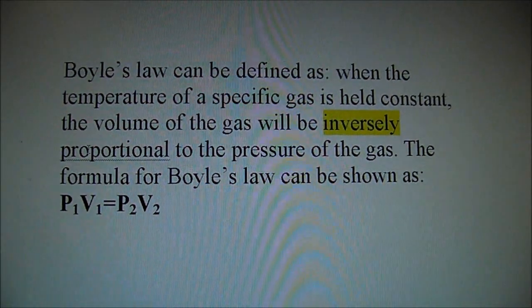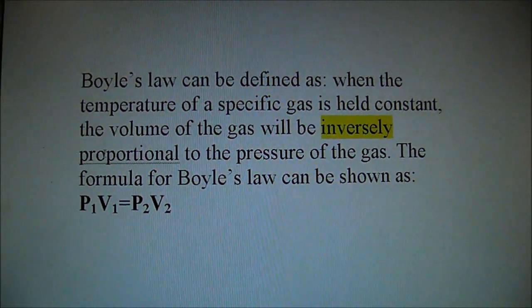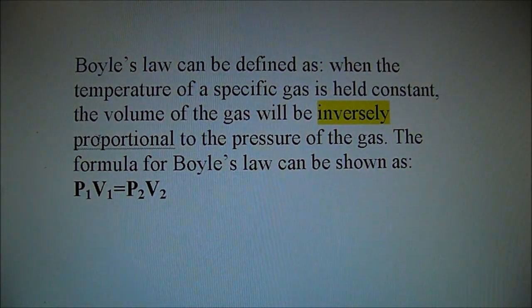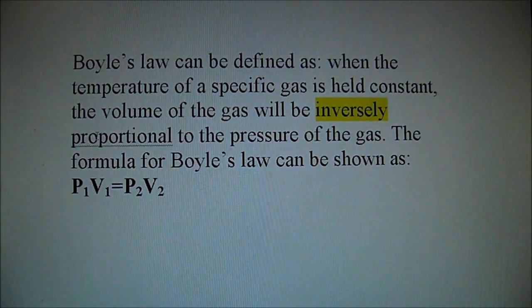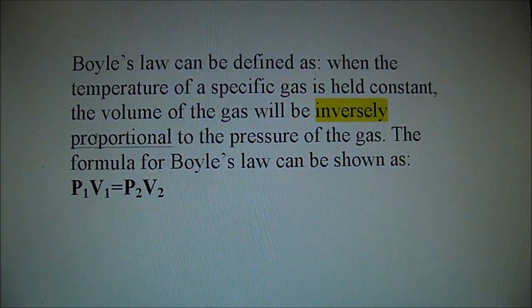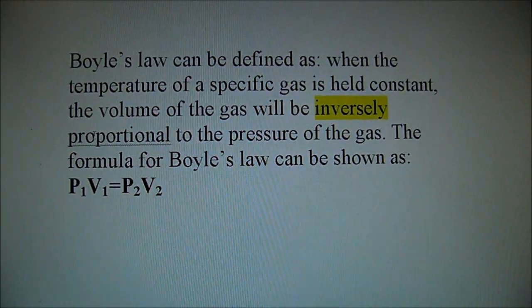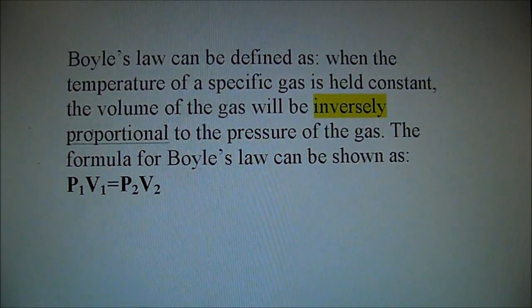Boyle's law can be defined as when the temperature of a specific gas is held constant, the volume of the gas will be inversely proportional to the pressure of the gas. The formula for Boyle's law can be shown as pressure 1 times volume 1 is equal to pressure 2 times volume 2.